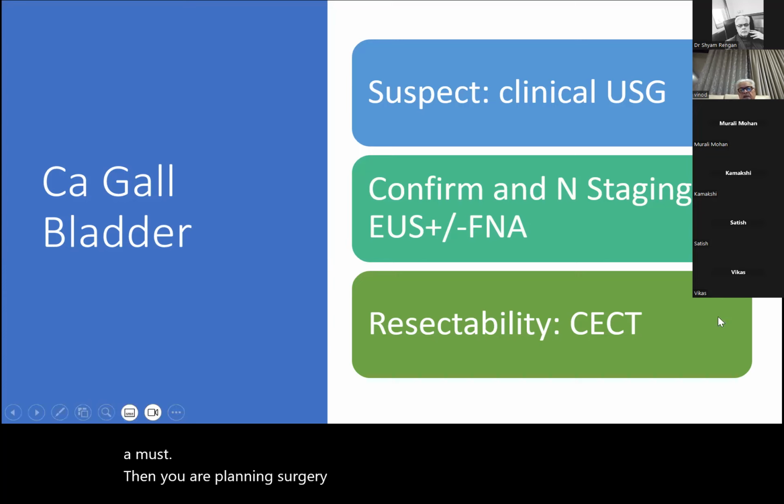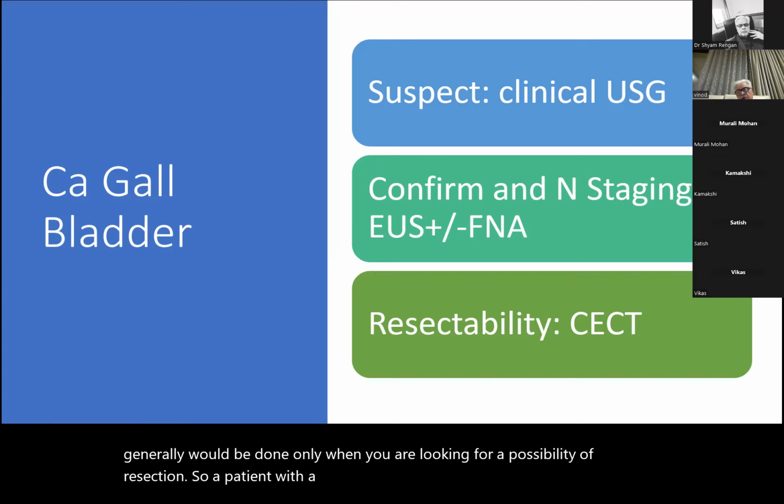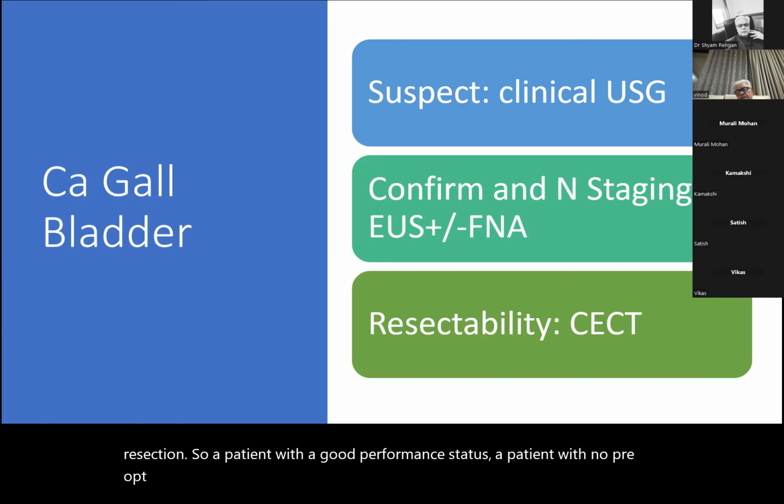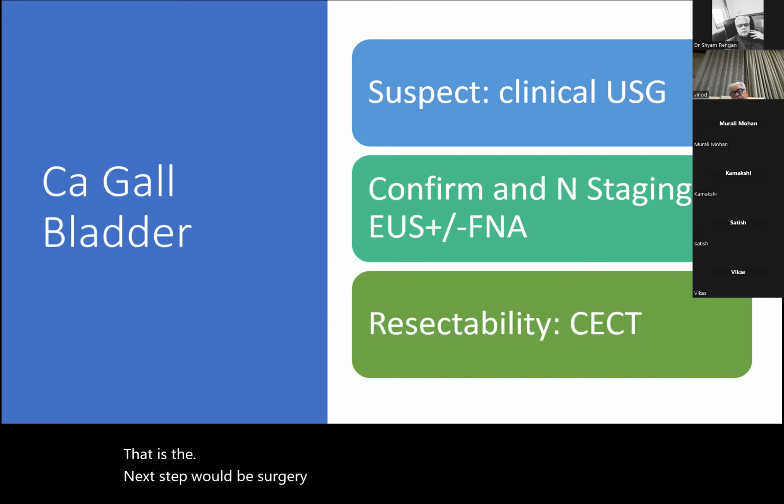Remember again, CT scan in today's time would generally be done only when you are looking for a possibility of resection. So a patient with a good performance status, a patient with no pre-op features of inoperability, such a patient is subjected to CT scan. And if we find on a CT that the patient is having a resectable disease, the next step would be surgery in that patient.